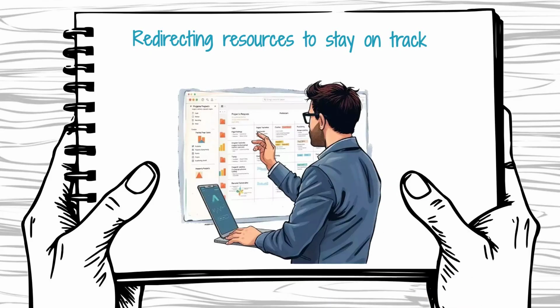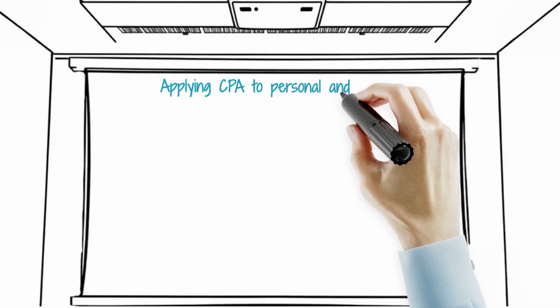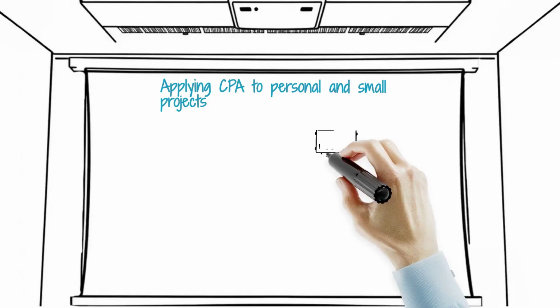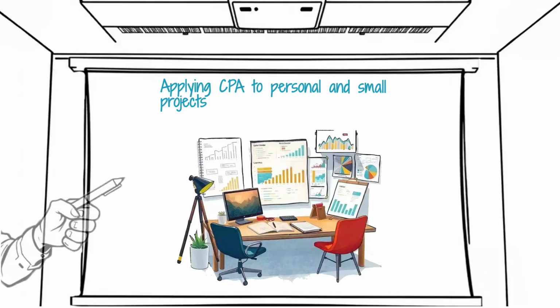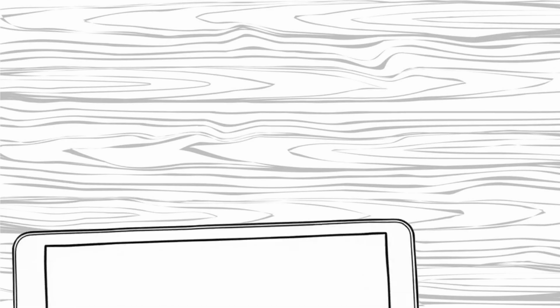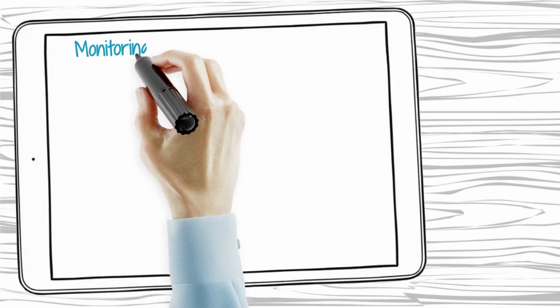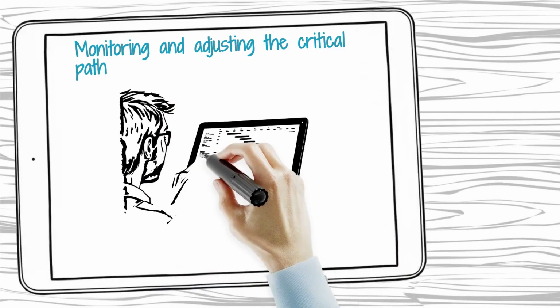CPA is not just for large corporate projects. It can be applied to any task sequence in personal projects or small business operations. From organizing events to launching products, understanding your critical path is vital in realizing milestones on time and within budget. Staying diligent in monitoring the critical path as conditions change is crucial, as it enables timely adjustments and risk mitigation.